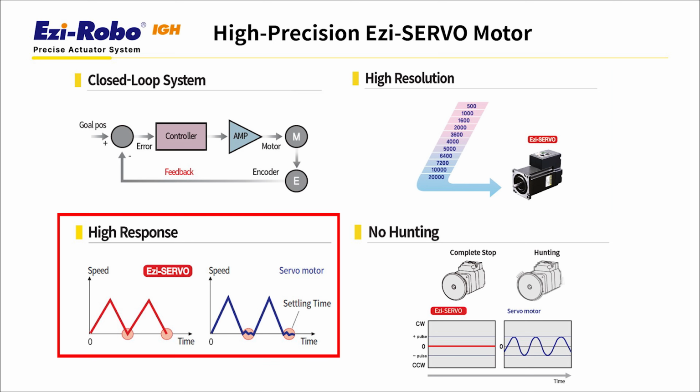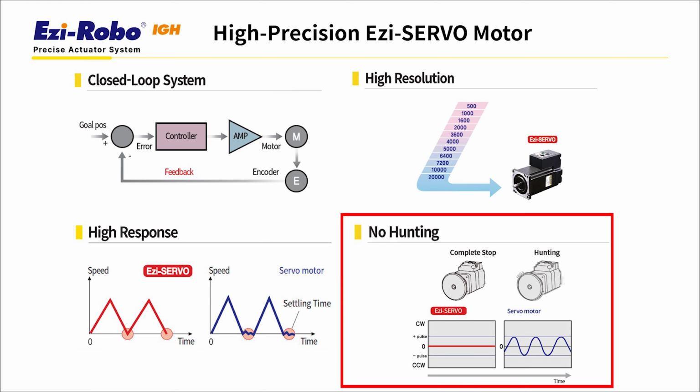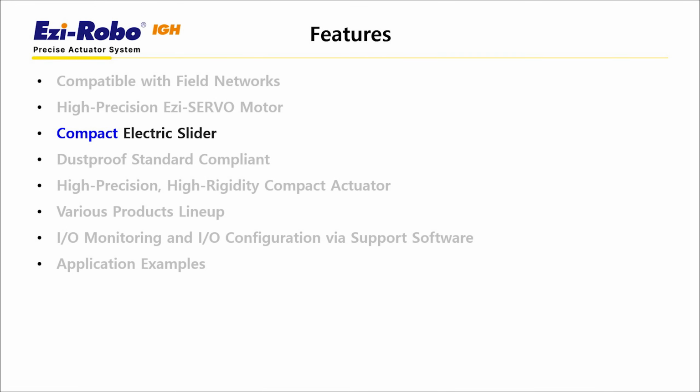Another key point is torque. Ezi-SERVO provides high torque even at low speeds. So, as you can see in the motion profile here, it achieves faster positioning times compared to an AC servo motor, which means quicker response overall. Ezi-SERVO utilizes the characteristics of a stepping motor, eliminating the hunting issue commonly found in conventional servo systems. As a result, the motor comes to a complete stop without generating micro vibrations.